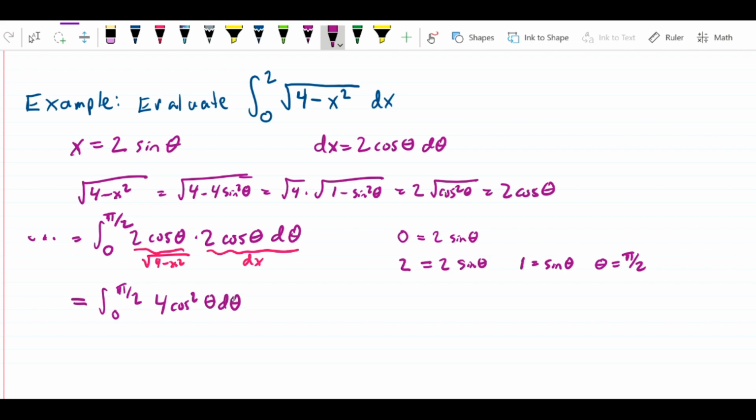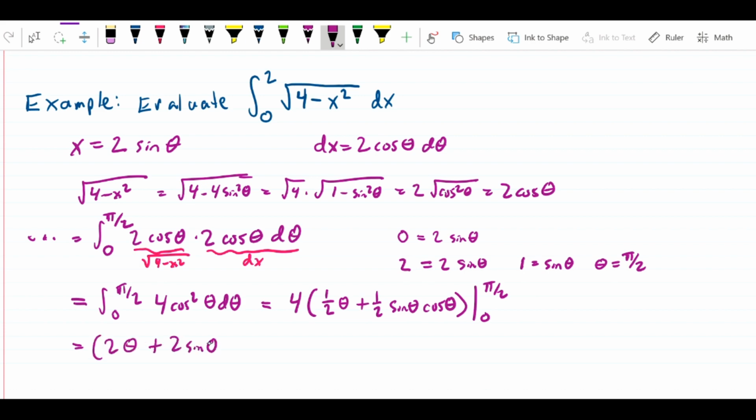Now, we know from an earlier problem what the antiderivative of cosine squared is. So this is going to be 4 times 1/2 theta plus 1/2 sine theta cosine theta. We did that in an earlier problem, so I don't need to do it again. And that goes from 0 to pi over 2. Simplify this a bit, and that becomes 2 theta plus 2 sine theta cosine theta from 0 to pi over 2. And now we can just substitute those numbers in.